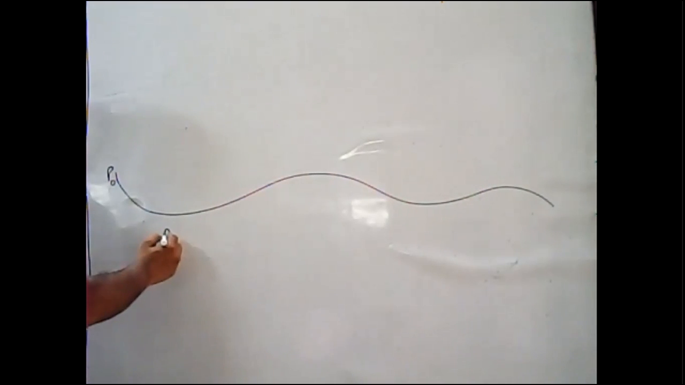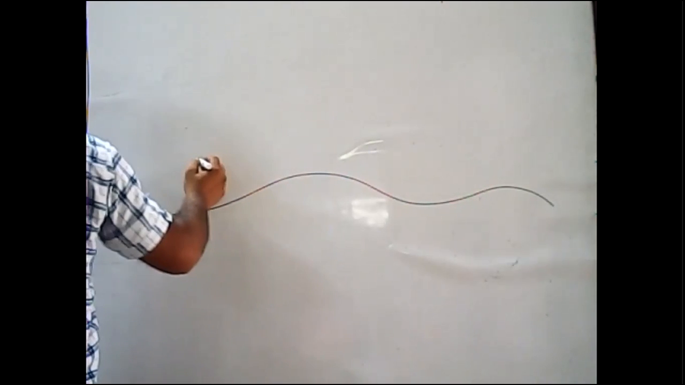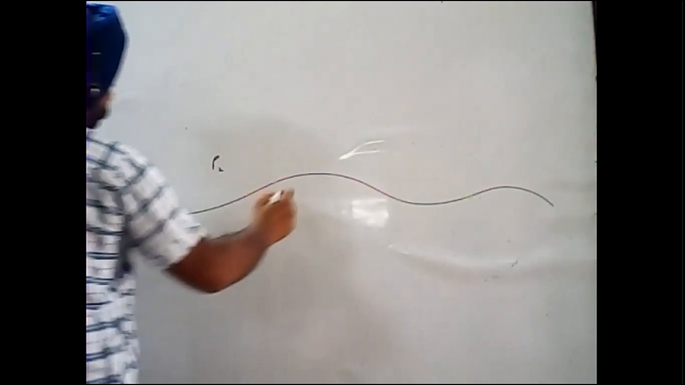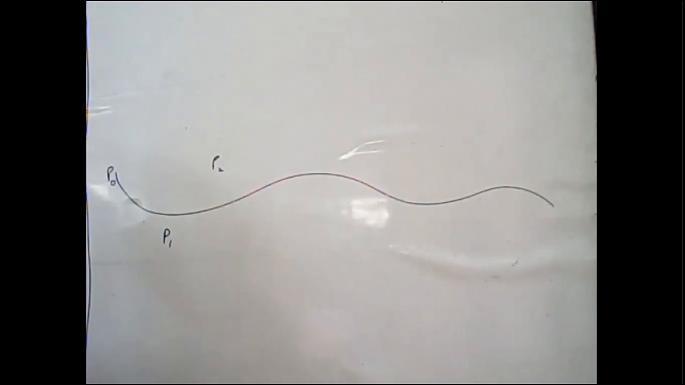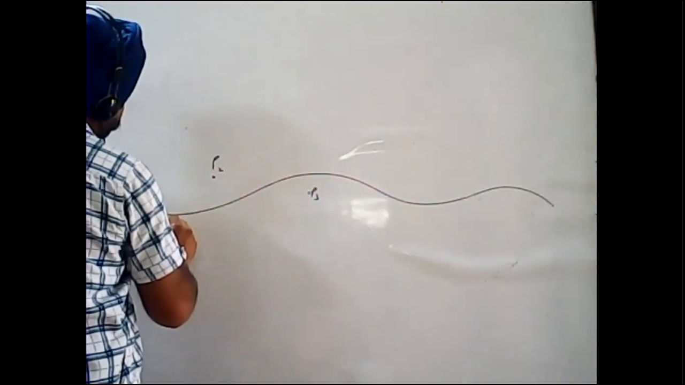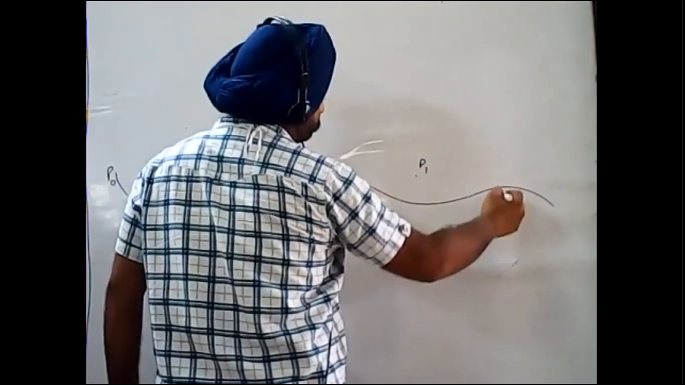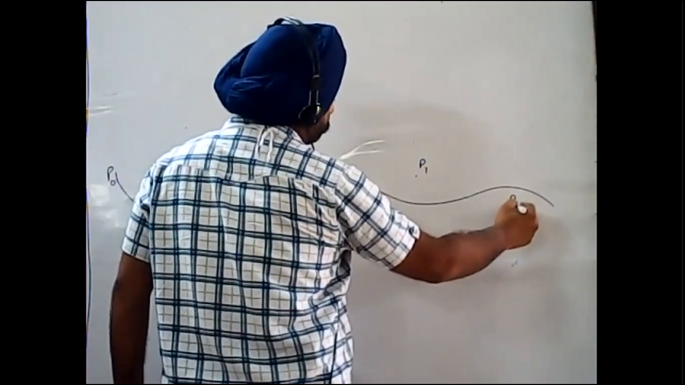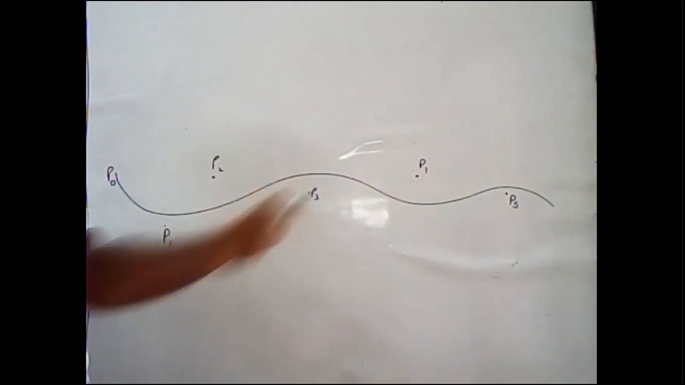I have drawn a curve. Let us take P naught, then P1, and then take P2, P3, P4, P5. These are the control points of this particular curve.